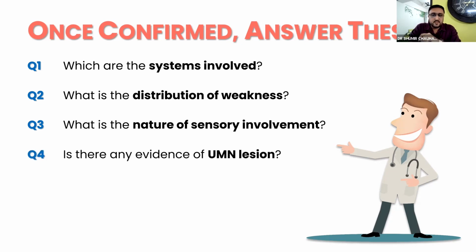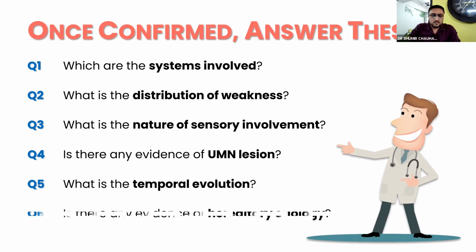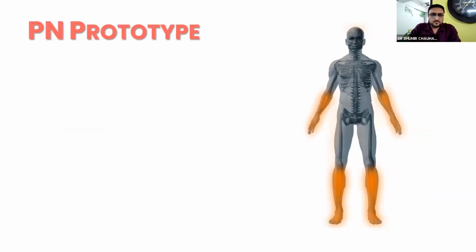Then, is there any evidence suggestive of associated upper motor neuron pathology? What is the temporal evolution? What is the course of illness? Is it acute, subacute, relapsing, remitting, chronic, etc.? And is there any pointer marking a hereditary etiology? So if you are able to answer these 6 questions, then I'm very sure that you will have a confirmed and a very sure diagnosis of a peripheral neuropathy, and it will be very easy for you to present it as a case, especially in your final exams.